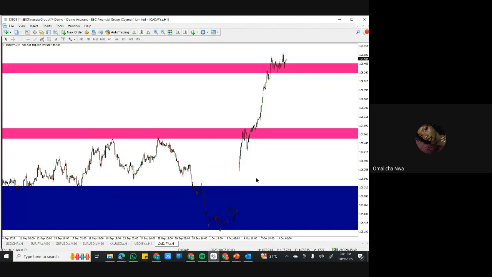After he fell so well, he started going up. And at this point, there's what we call a gap up, which means price literally broke above here and went up. When it got to this pink line again, it came down. And when it came down, it moved way up.